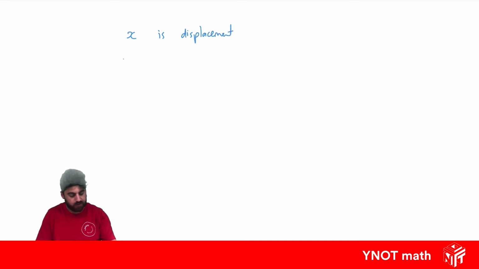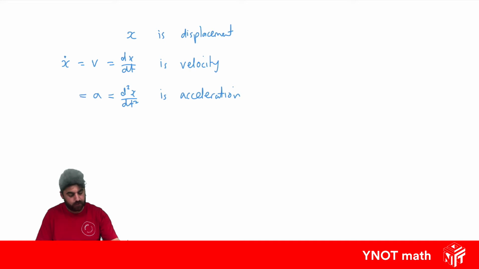And if we derive x with respect to time, that's going to be our velocity. So it's also equal to v, and another way to write that is x dot. And if we derive that with respect to time, so d2x dt squared, that's going to give us our acceleration. Another way to write that is a, or the derivative of v, or x double dot.